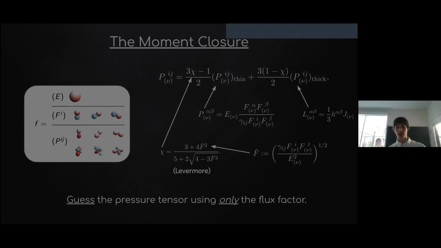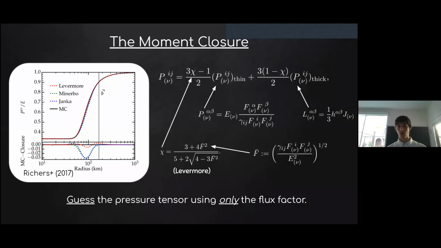And this works pretty well in one-dimensional core collapse supernova simulation. So this is a result from a couple of years ago where we did some comparison between moment closures and the Monte Carlo solution. The Monte Carlo solution is black. The moment closures are these dashed lines, and they work within a couple percent. And so in one-dimensional spherical systems, in most cases these actually work decently well.